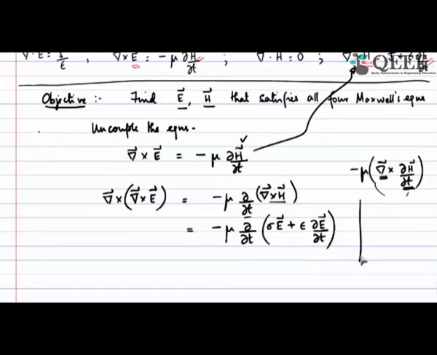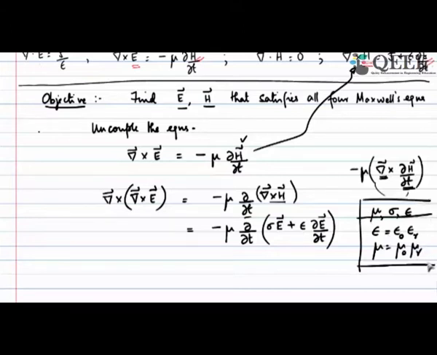Remember we discussed the constitutive parameters yesterday. So the constitutive parameters of the medium that I am talking about are mu, sigma, epsilon, where epsilon is epsilon naught, the permittivity of free space, times epsilon r, the relative permittivity. Mu is mu naught mu r, and sigma is the conductivity. This is the medium that I am talking about.